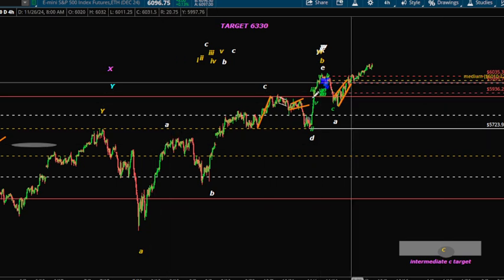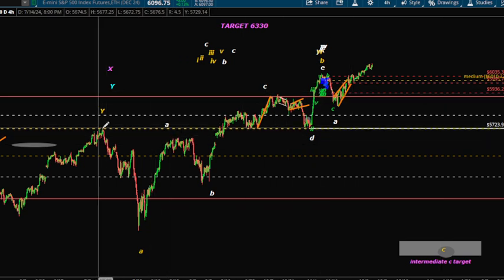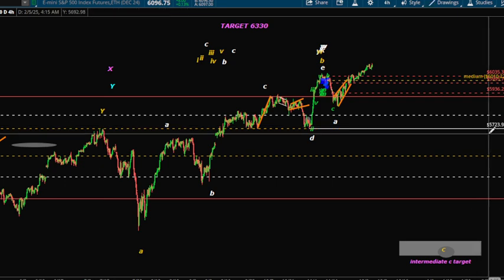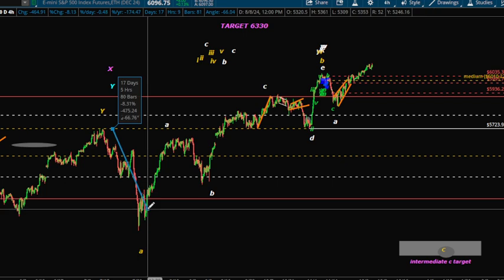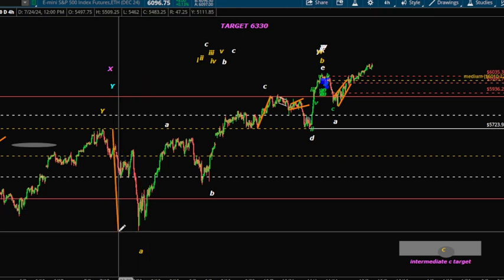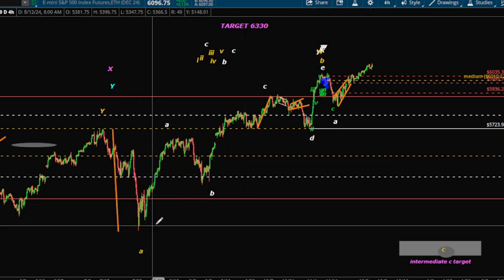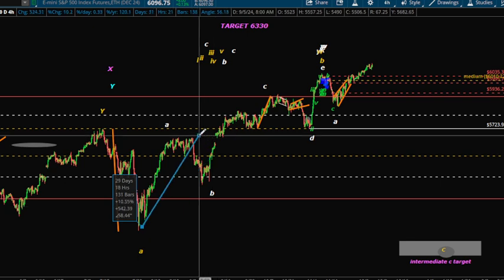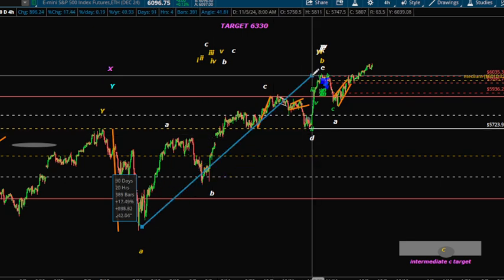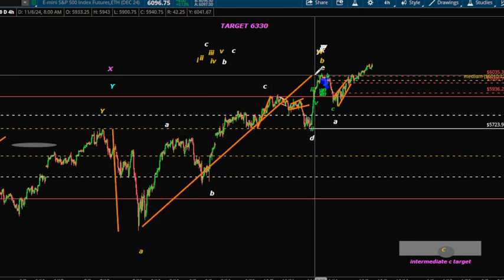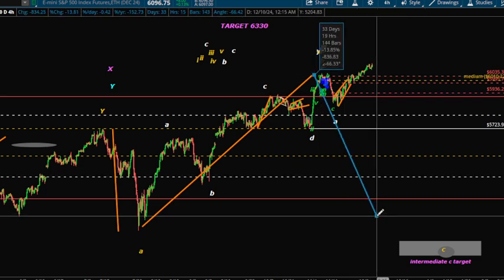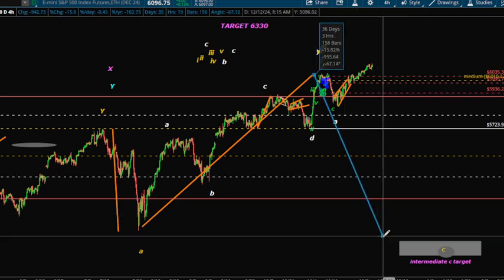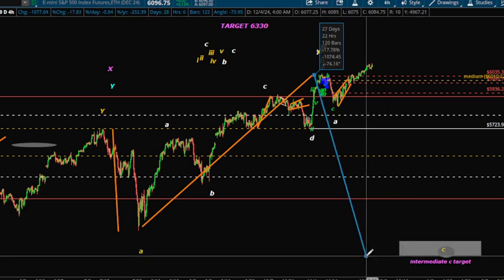Okay, so my move here from the July high is 3 moves, right? So I'm counting one down, and then this move here is a triangle pattern, A, B, C, D, E. Okay, and now from here, I'm anticipating the third leg down, somewhere down here.